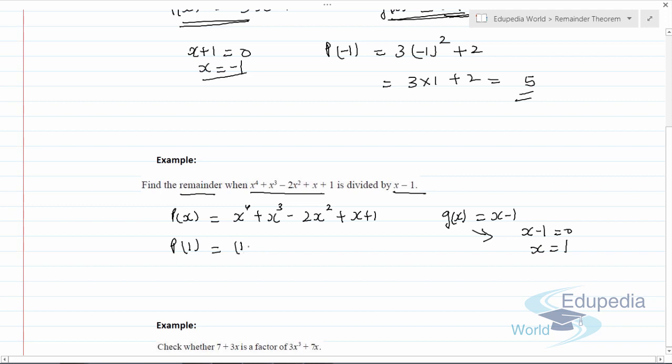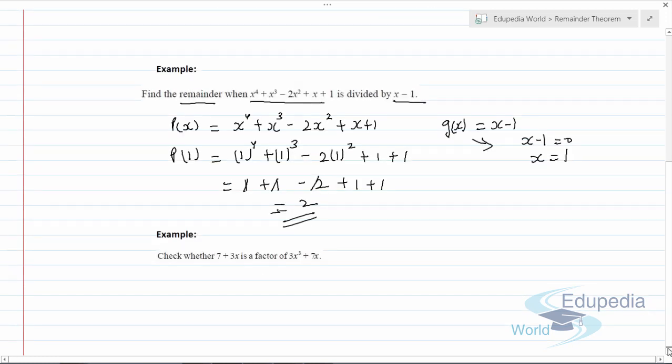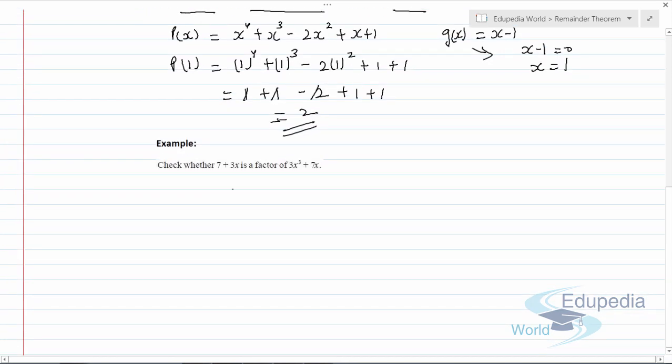We get a value of x and we put the value in here. So what we get is 1 plus 1 cube minus 2 into 1 square plus 1 plus 1. So what we get is 1 plus 1 minus 2 plus 1 plus 1. So this and this will get cancelled out, so the remainder will be 2. This is how you generally use the remainder theorem, and this is how we find a remainder through the remainder theorem.